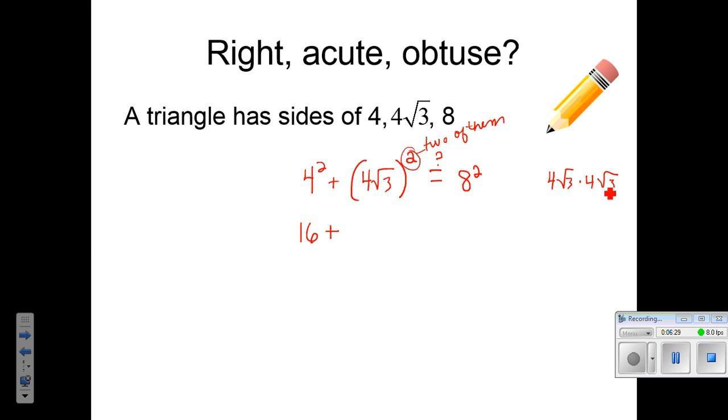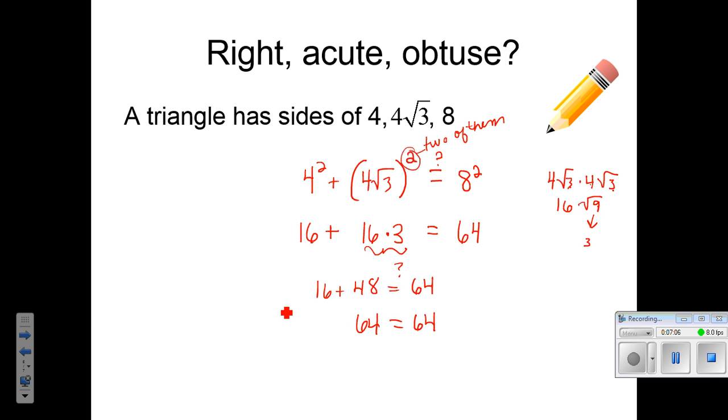Now we know how to do this because we've been working with radicals. So we know that we can take 4 times 4 and get 16. And the square root of 3 times the square root of 3 would be giving us the square root of 9, and the square root of 9 is actually 3. So this would be 16 times 3 equals 8 squared, which is 64. 16 times 3 is 48, and 16 plus 48 is 64. And so, in fact, this would be a right triangle.